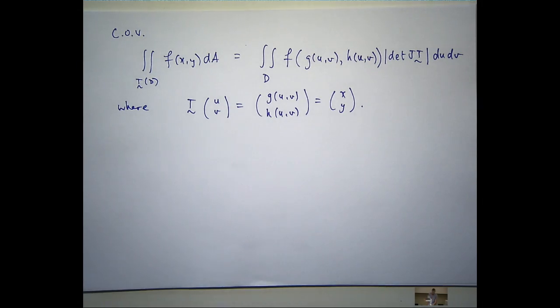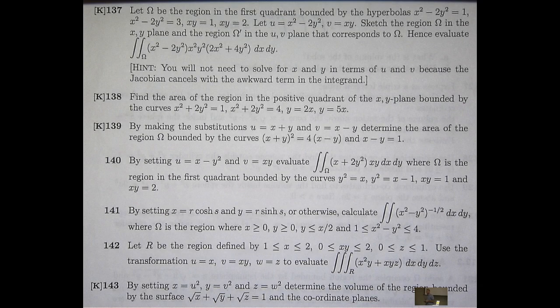So the first question I'm going to do is actually 139. And as we go through it, I'll show you why it's simpler than, for example, 137 or 138. We'll do those ones as well, but the method is a little bit trickier in those ones. So for 139, we're given the substitutions u equals some function of x and y, and v equals some function of x and y. We're asked to determine the area of this region omega that's bounded by the curves associated with these equations. So how do we set that up in terms of our change of variables formula?